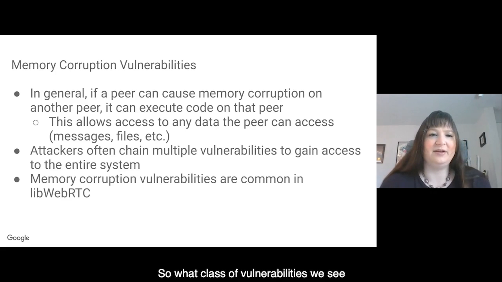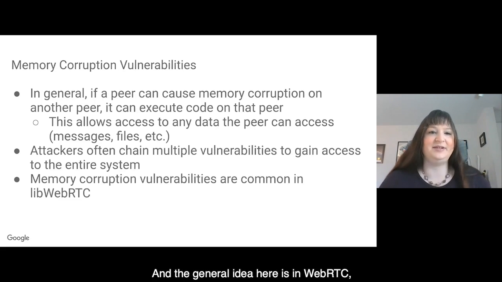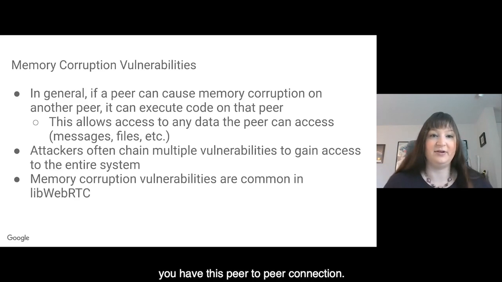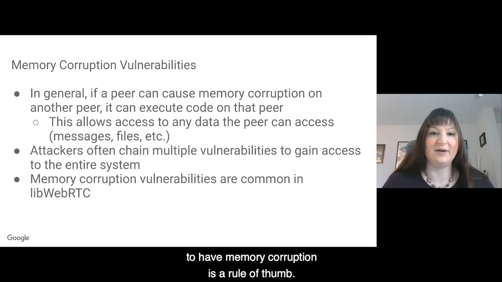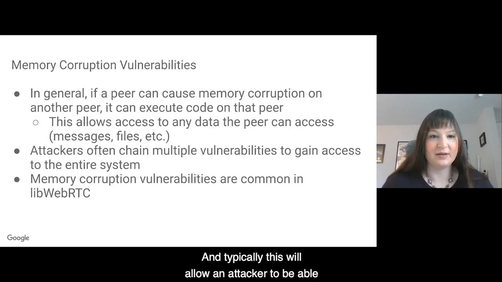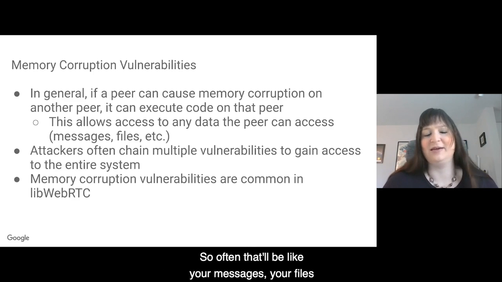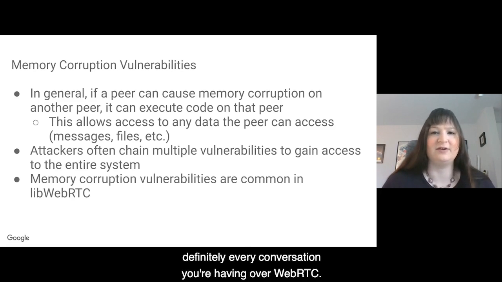So one class of vulnerabilities we see is memory corruption vulnerabilities. The general idea here is in WebRTC, you have this peer-to-peer connection. And if one peer can cause another peer to have memory corruption, as a rule of thumb, it can execute code on that peer. And typically this will allow an attacker to access any data that WebRTC can access. So often that'll be your messages, your files, definitely every conversation you're having over WebRTC.